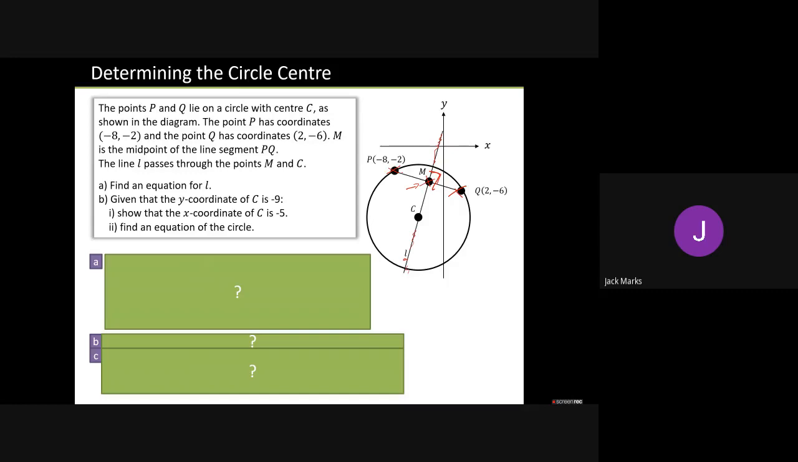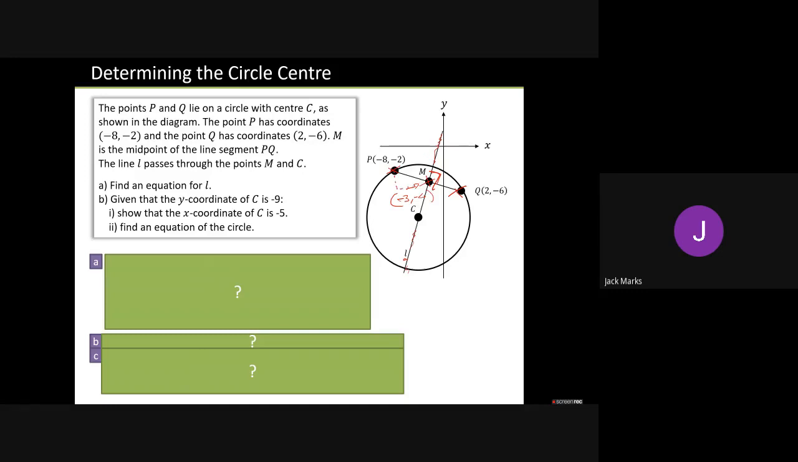Well, same as before, we're going to do the perpendicular bisector. So the middle, by inspection, you've got -8 and 2. So -3. And what's between -2 and -6? It's -4. So this will be your point M.